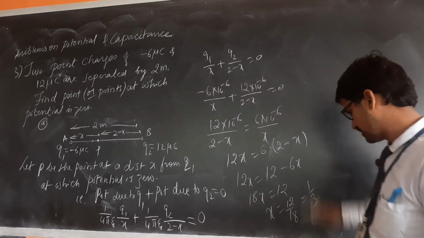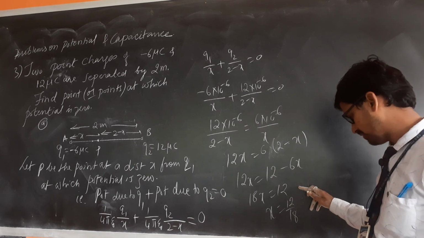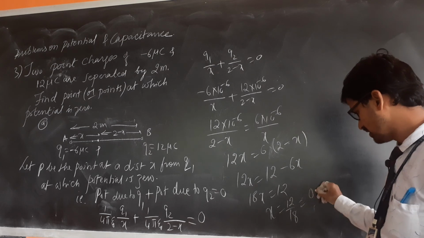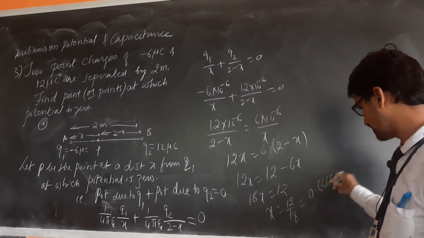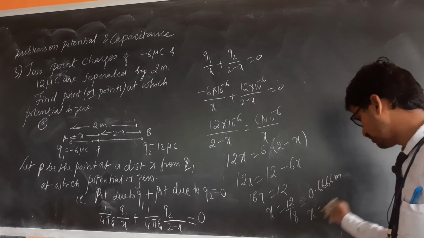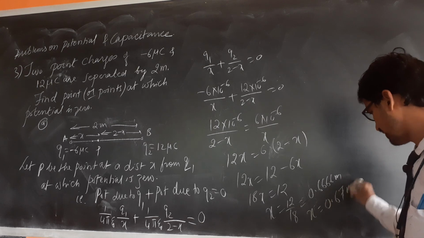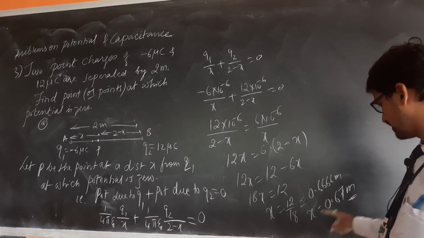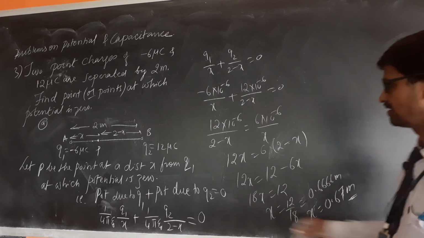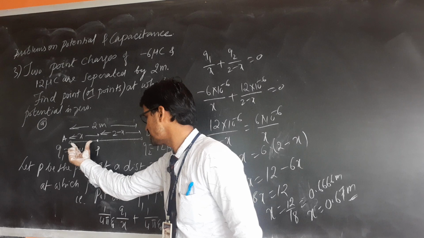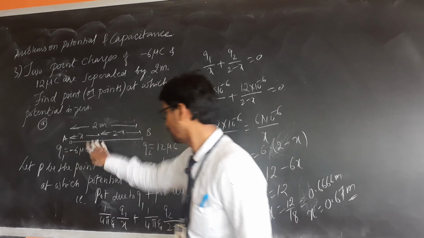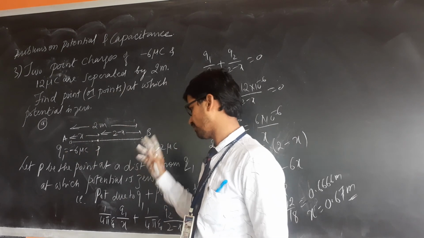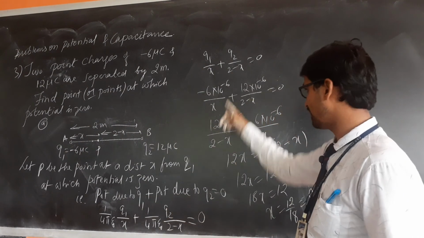That is, x is equal to 2 by 3, which means 0.6666 meter, or x is equal to 0.67 meter. So at x equal to 0.67 meters from Q1, the total potential will be equal to 0. A very standard problem asked in the board.